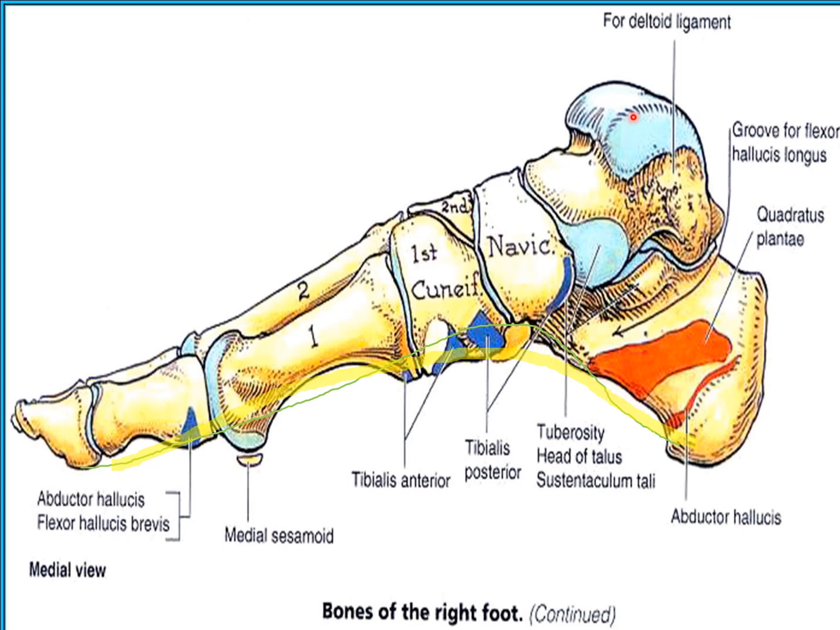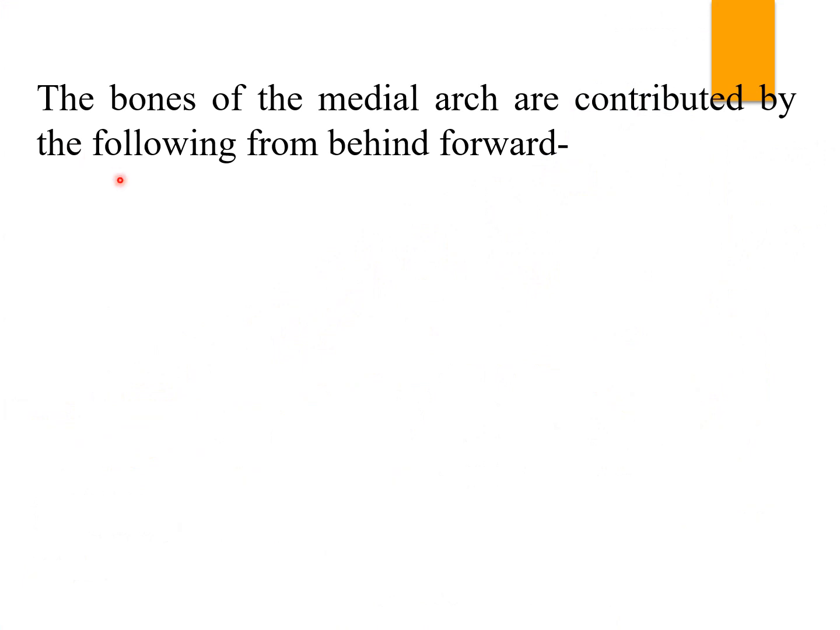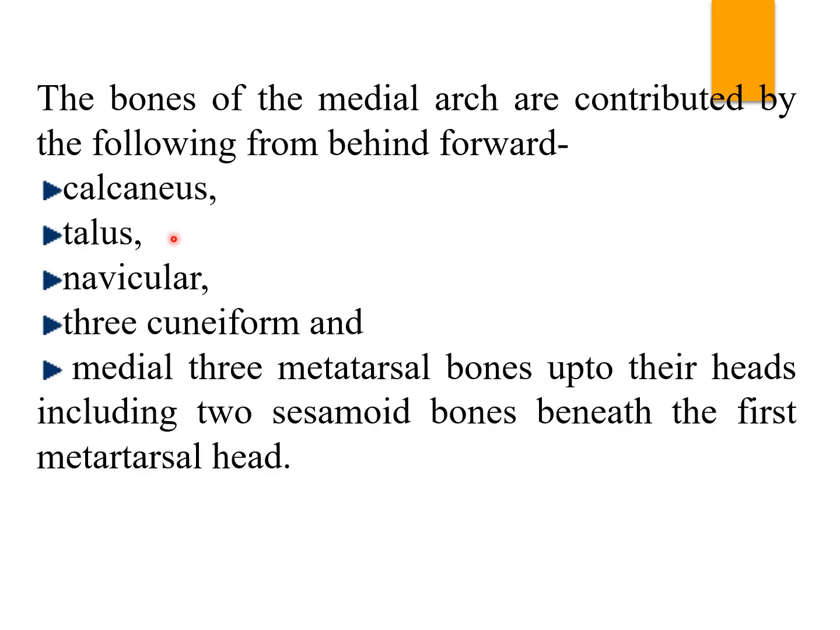So this is the highest point of the arch. What is the highest point? The upper trochlear surface of the talus. We have seen the bones forming the medial longitudinal arch in the previous picture. They are the calcaneus, talus, navicular, three cuneiform bones, and medial three metatarsal bones up to their heads. They include the two sesamoid bones which are beneath the first metatarsal head also. These are the bones which form the medial longitudinal arch.